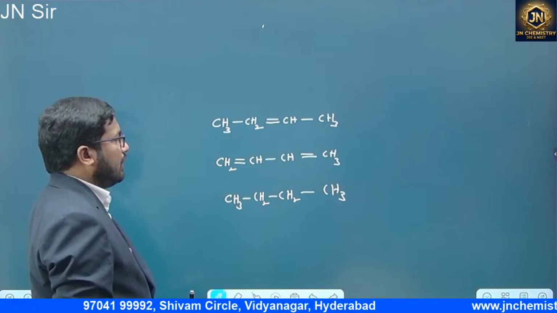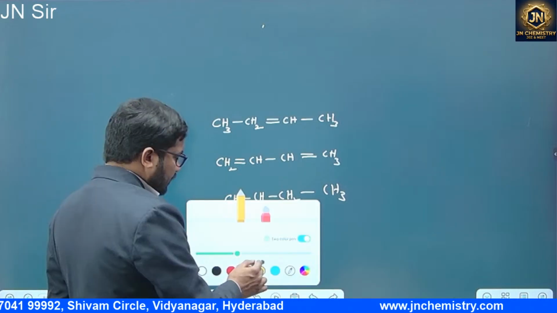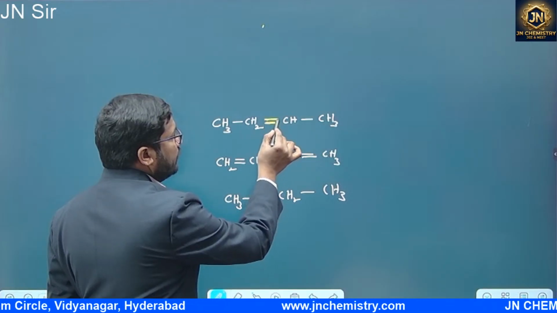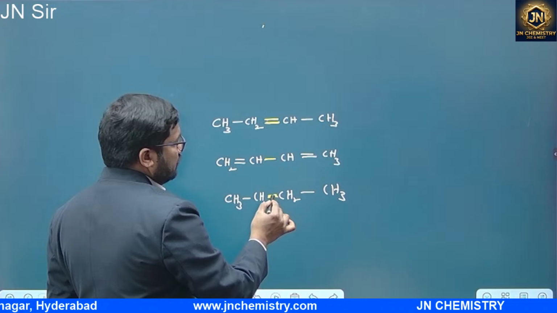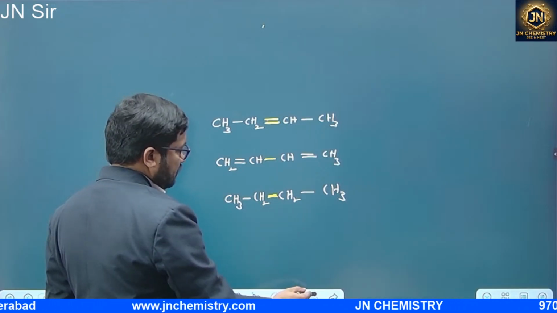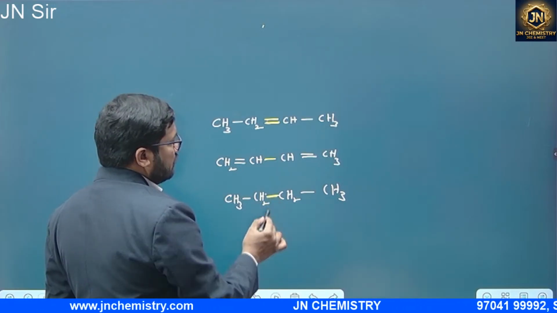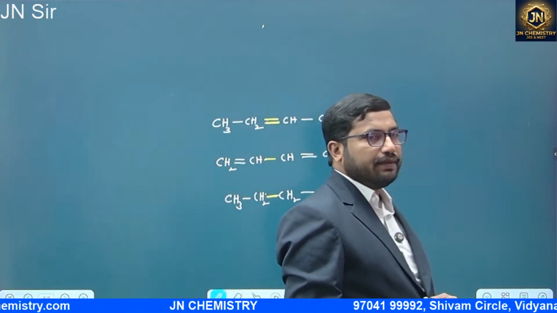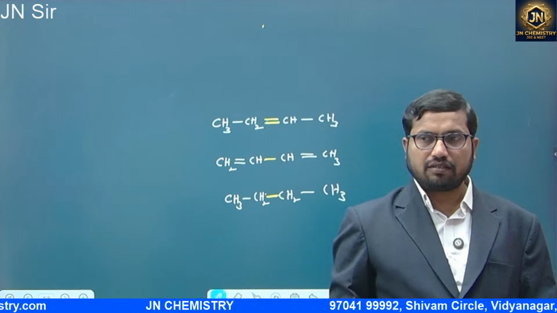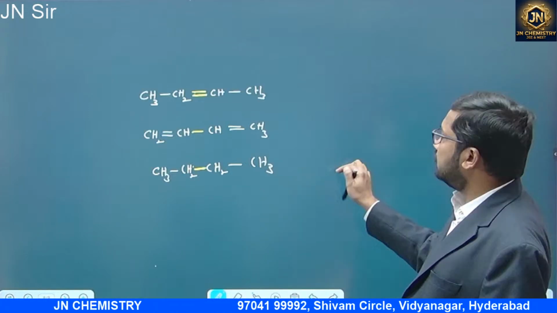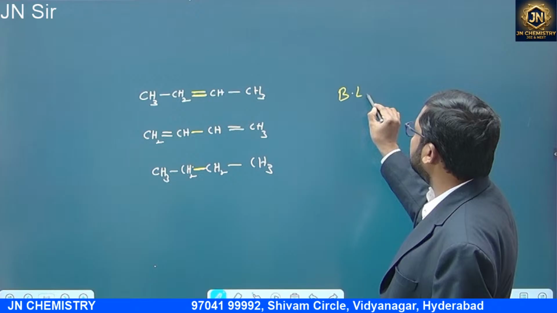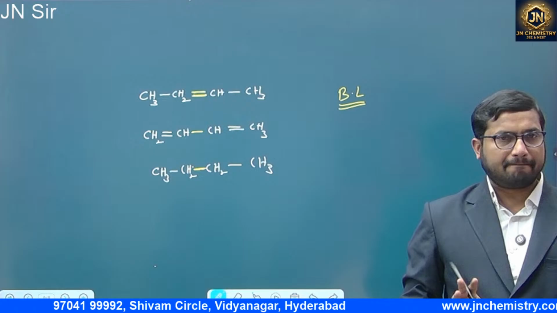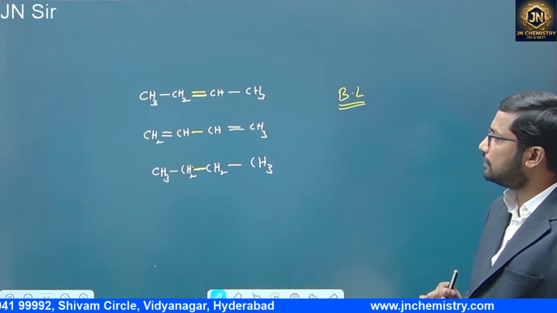Right. So in this case, I'm just giving you 3 compounds. This particularly I'm showing the yellow color, right? Yellow color. So tell me which yellow color bond length is more. Tell me the order. Which yellow color bond length is more?